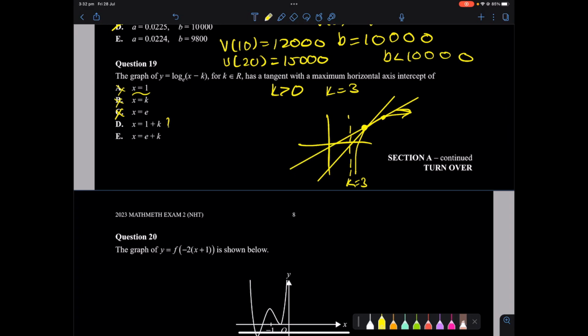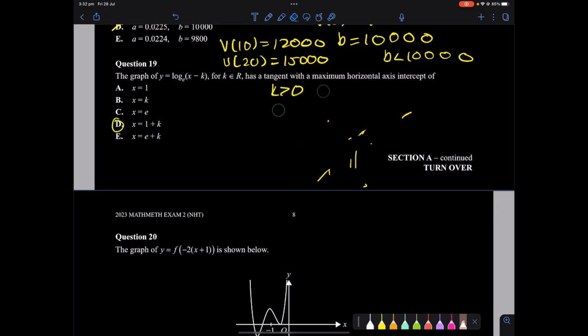So still, D has the maximum because it has the highest value of x. So I think D is right. D is right, man. I want to double check, so I'm just going to rub this off and give another value now, because k is an element of all reals.